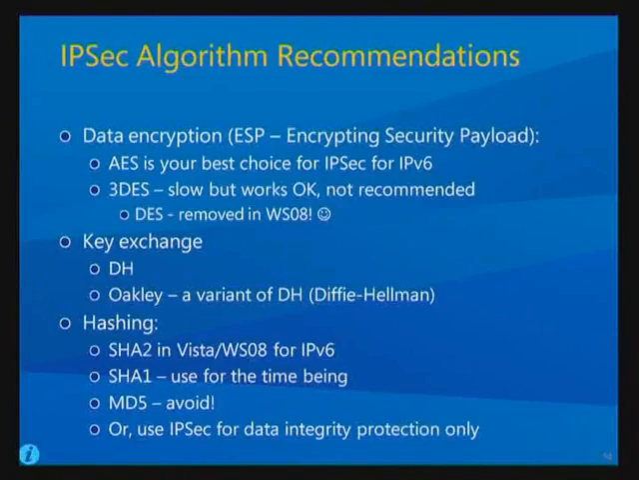For key exchange, use Diffie-Hellman wherever you can, and if you cannot, the variant of Diffie-Hellman which Microsoft introduced already in Windows Server 2003, known as Oakley, will work for you very well. It's actually a protocol application of Diffie-Hellman rather than another protocol. And for hashing, for IPv6 you can use SHA-2 right now. If you don't use IPv6, you will have to use SHA-1, avoid MD5, although it is a choice, and indeed, just rely on using IPsec for data integrity protection rather than for cryptography at the level of confidentiality of data if you need only that application.